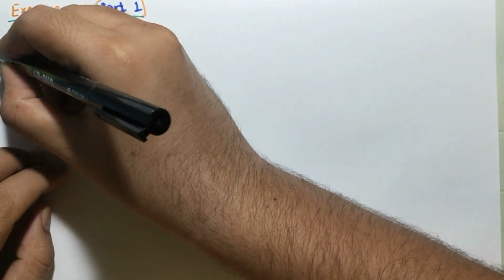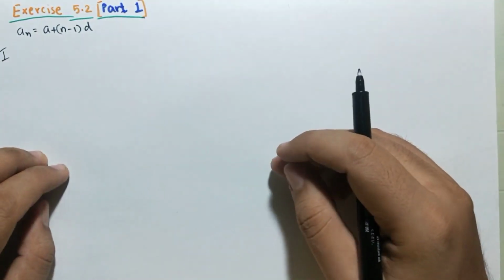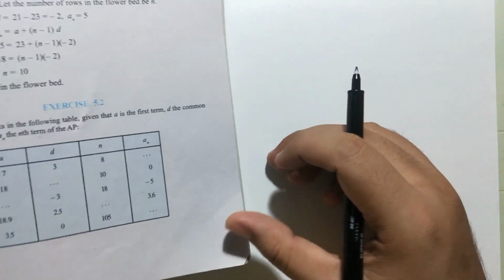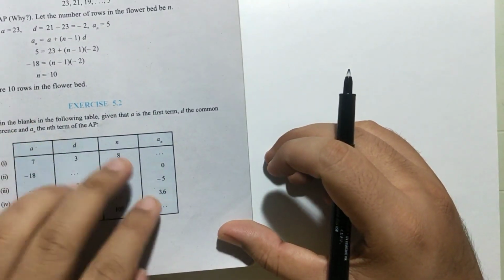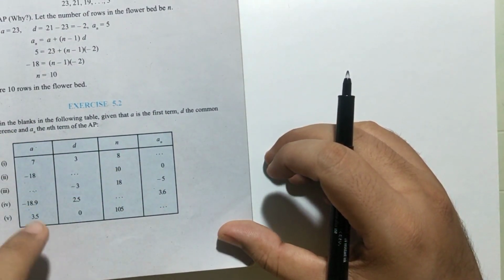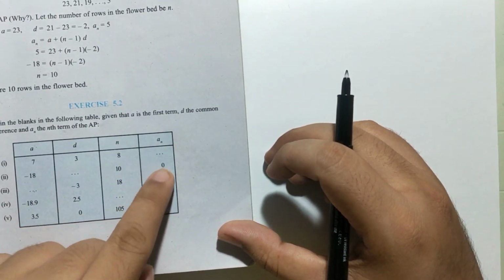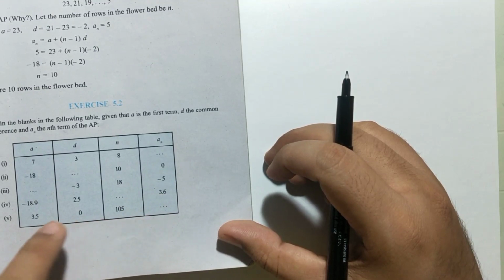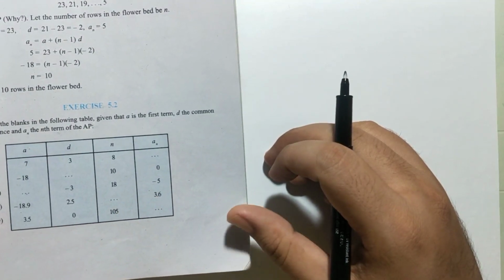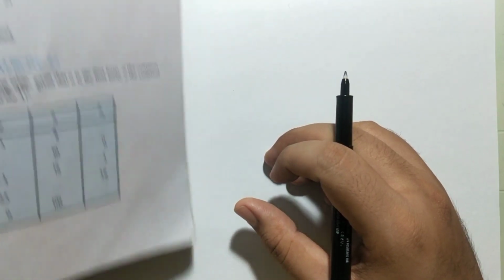So the first question is fill in the blanks. In this fill in the blanks, there are total 5 questions. Some values are given and some values are not given. The unknown values you have to find out. So out of these 5, I will be doing 3. So let us start with the first one itself.